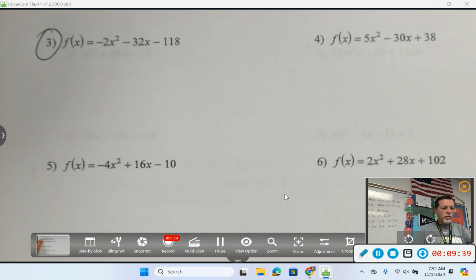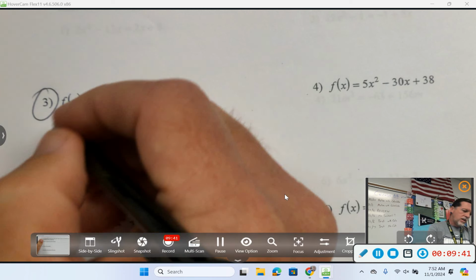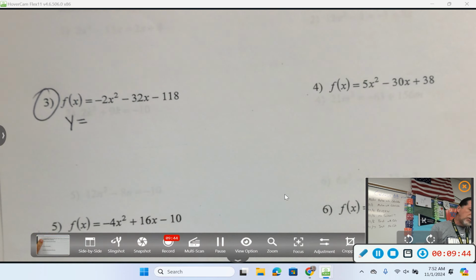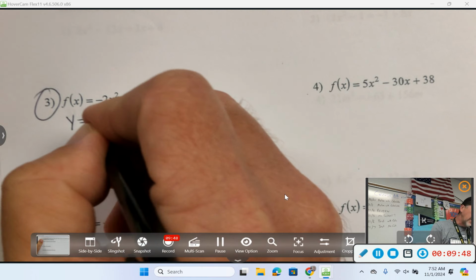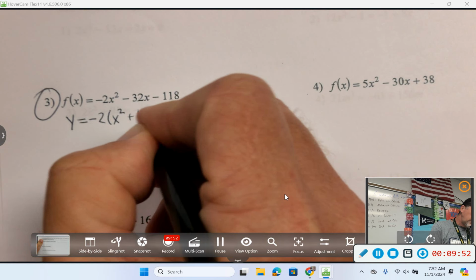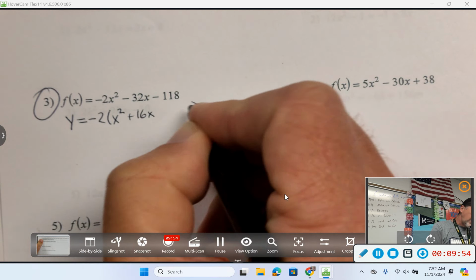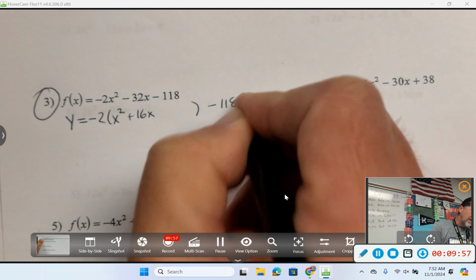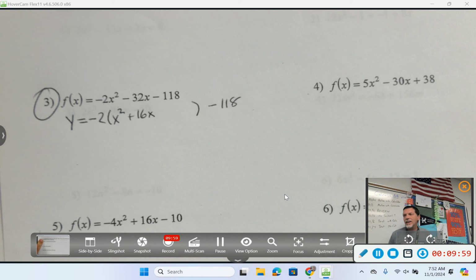All right, let's do number 3 on the worksheet. What should I do first on number 3? Factor out a negative 2. So x squared plus 16x. And then the minus 118, that's like, get out of my way. Usually get out of my way means move to the other side. Now we're just like, just step to the back of the line, please. Like, get out of here.